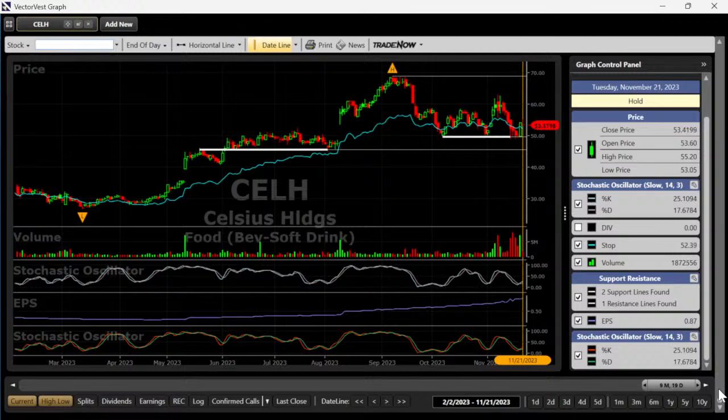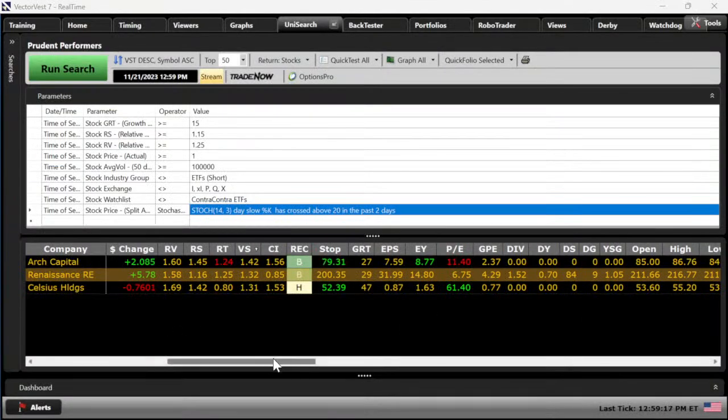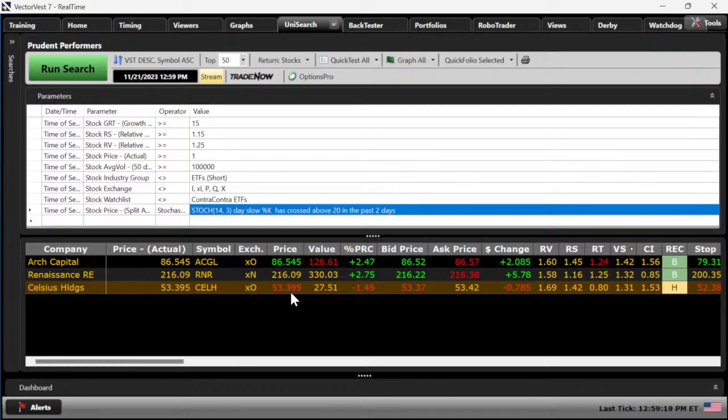CELH, my wife loves these drinks. Man, this is a good setup. How's the company? I don't know. Let's see. A little bit overvalued. All right. It's a newer company, I think. A little bit overvalued, but look at the long-term upside potential.